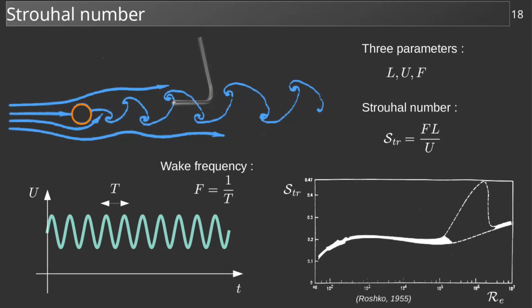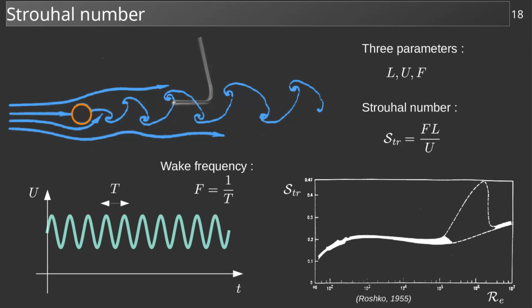Based on numerous experiments in a wide range of Reynolds numbers, Roshko has represented the evolution of the Strouhal number with the Reynolds number. At low Reynolds number values, for which the vortex wake is still laminar, the Strouhal number varies between 0.1 and 0.2. Then, a value equal to 0.2 is measured over a wide range of Reynolds number.